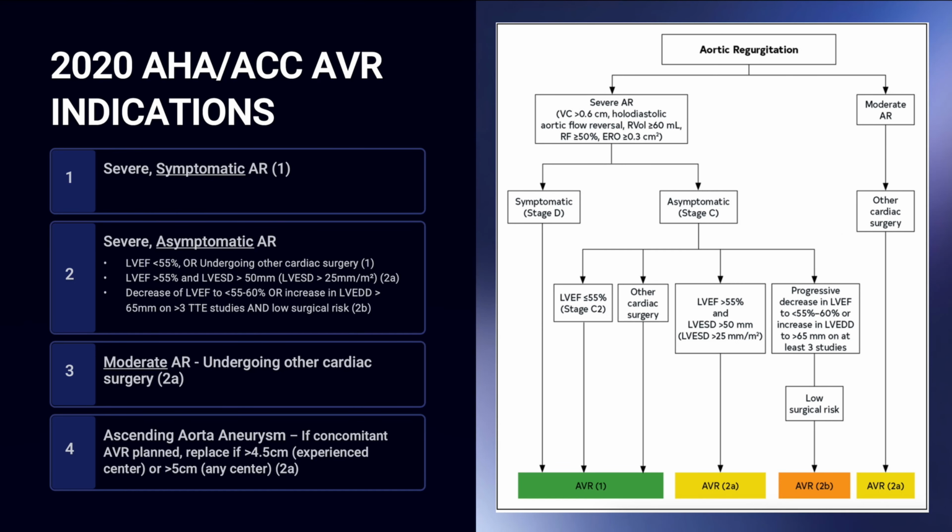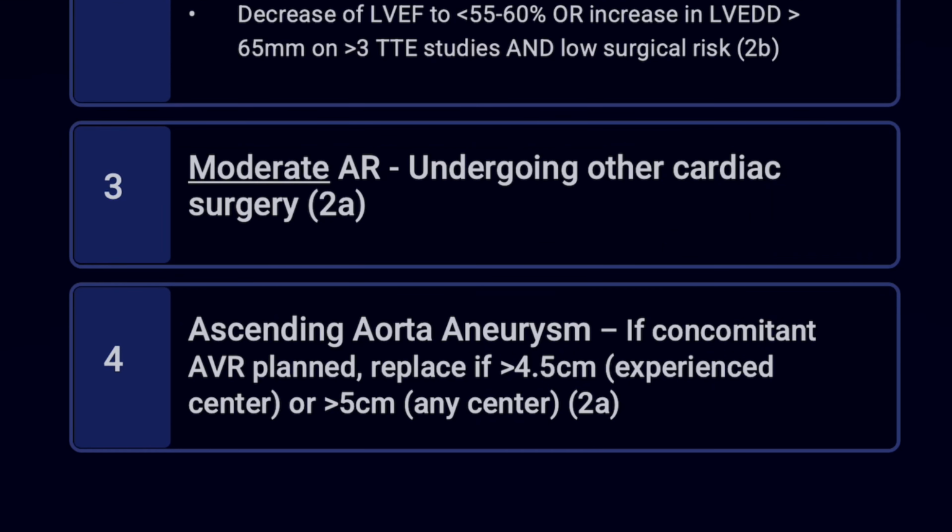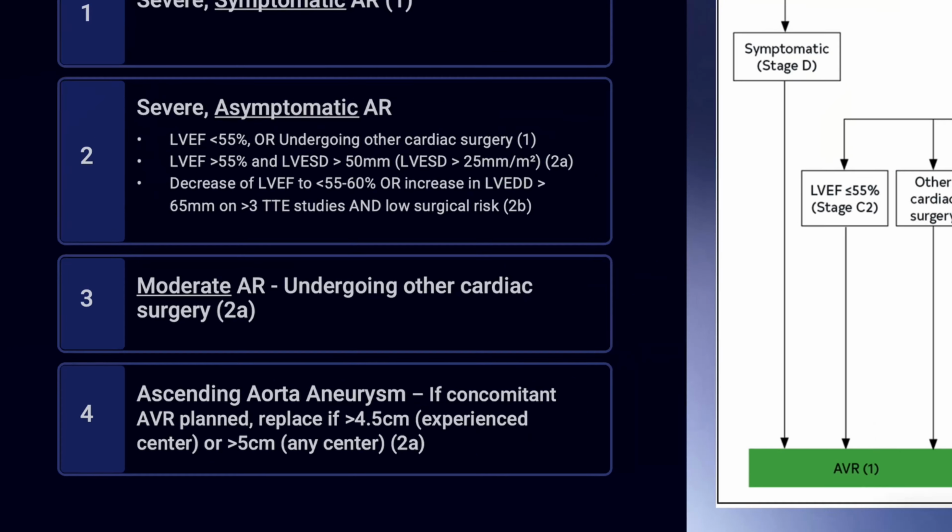And let's not forget about the ascending aorta here. If you have an AVR planned and you find an ascending aortic aneurysm greater than 4.5 centimeters, that ought to be intervened upon and replaced at an experienced center, or if it's greater than 5 centimeters at any center. And this is a class 2A recommendation as well.